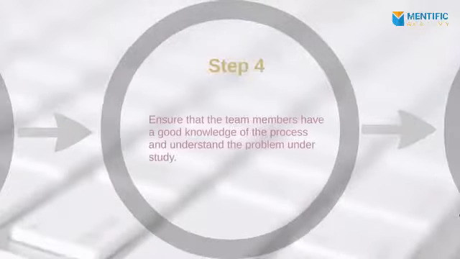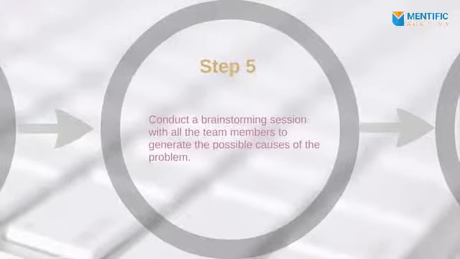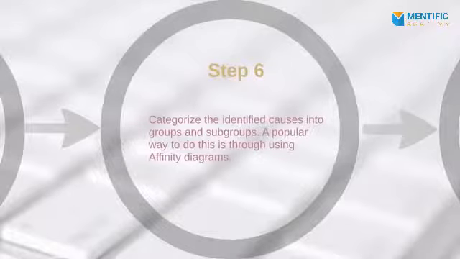Next, ensure that the team members have a good knowledge of the process and understand the problem under study. After that, conduct a brainstorming session with all the team members to generate the possible causes of the problem. Then, categorize the identified causes into groups and subgroups. A popular way to do this is through using affinity diagrams.